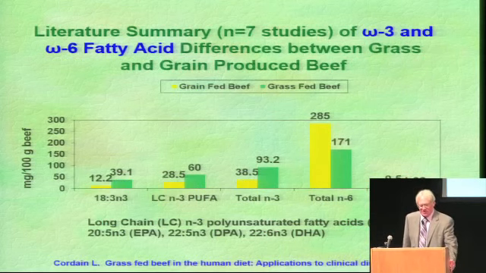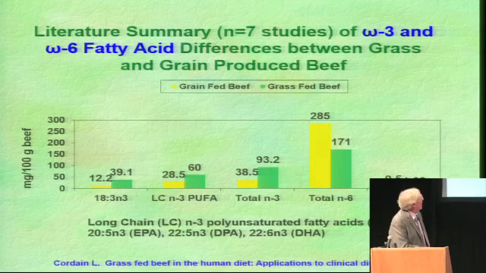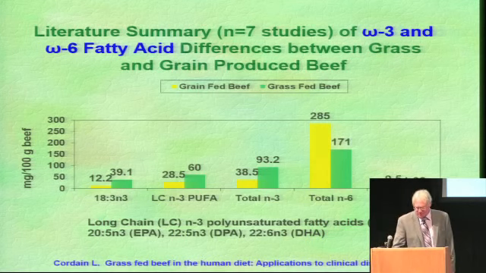This just contrasts the omega-3 and omega-6 fatty acids between grass and grain-produced animals. And the big problem here is the high levels of linoleic acid. So you can see we have maybe 50 or 60% more linoleic acid, and that does represent a problem.